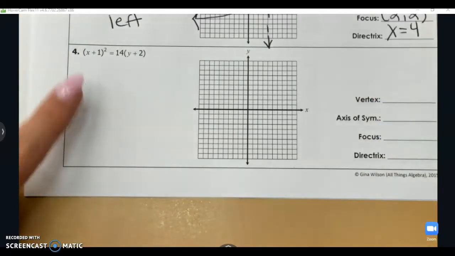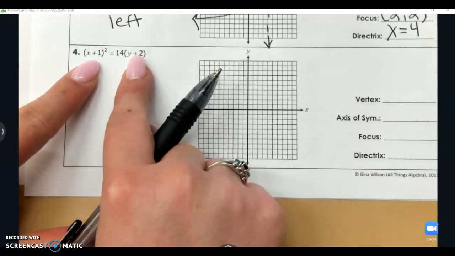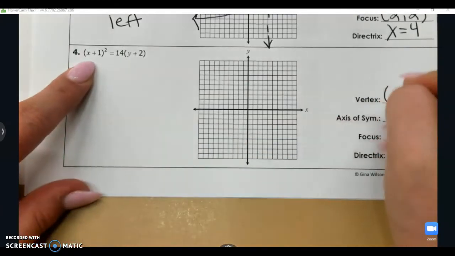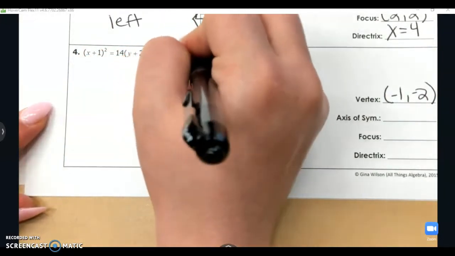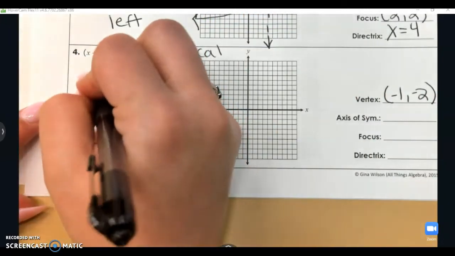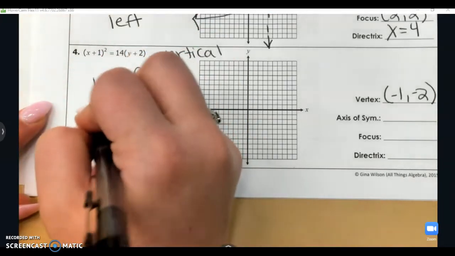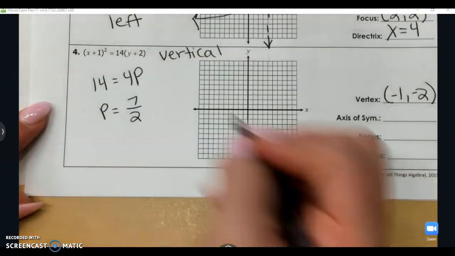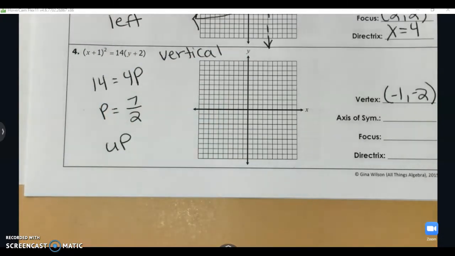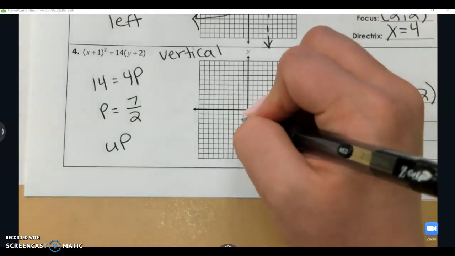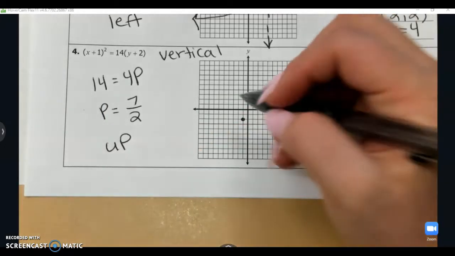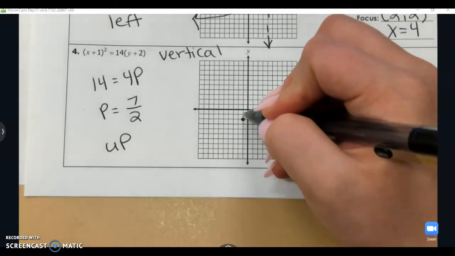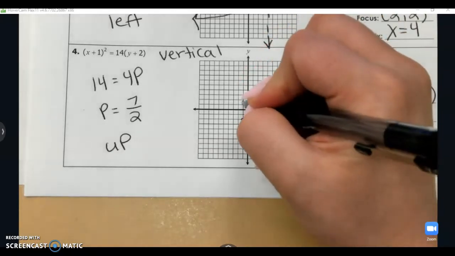All right, and then on to number 4. Again, we do have a vertex that's not at the center. That vertex is going to be at -1, -2. And this is a vertical parabola. So if 14 is equal to 4p, that means that p is 7/2, which is positive. So this parabola is going to be open up. So here's my vertex. So my focus is going to be 7/2, which is 3.5 units above my vertex.